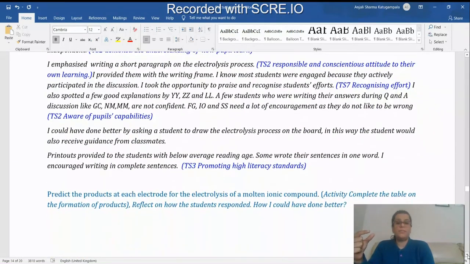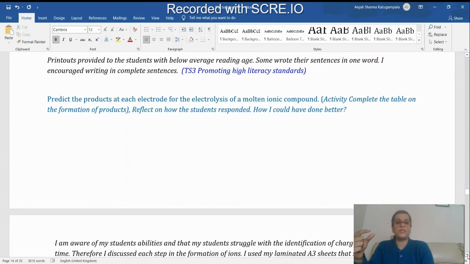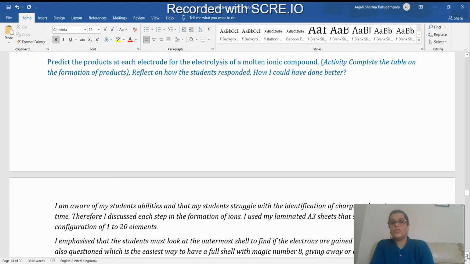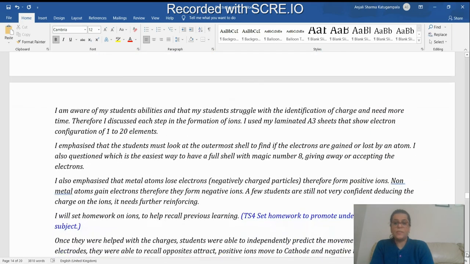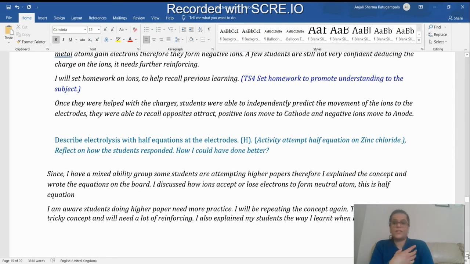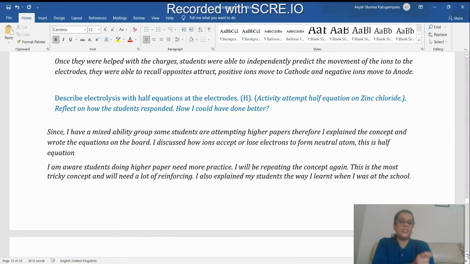So, for example, predict the product at each electrode for electrolysis of molten ionic compound. The activity was there. Reflect on how you connected it to the activity, and then reflect on how students responded, and how I could have done better. So here's my reflection, and I have set homework, because I understand that some students still do not understand the concept of ion formation. How are ions formed? I understand that. So that is why I included it. I set it as homework.